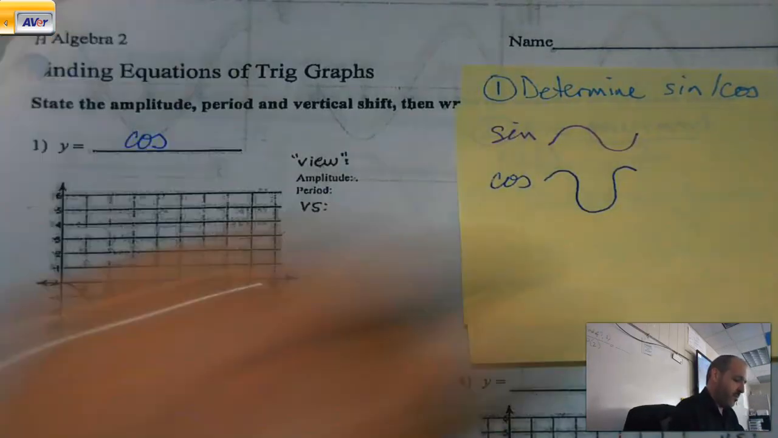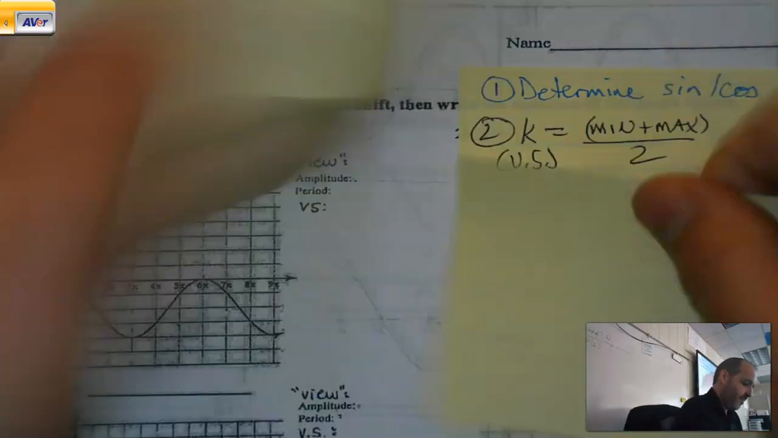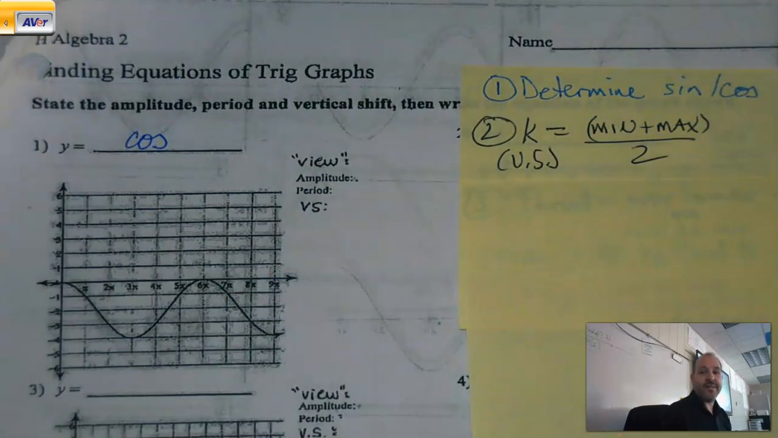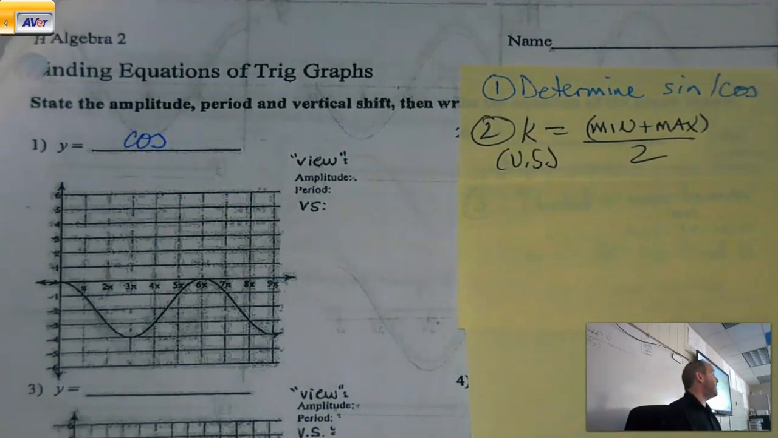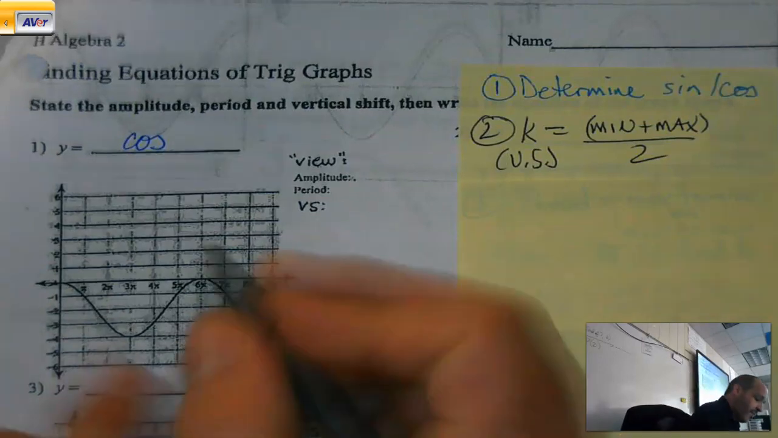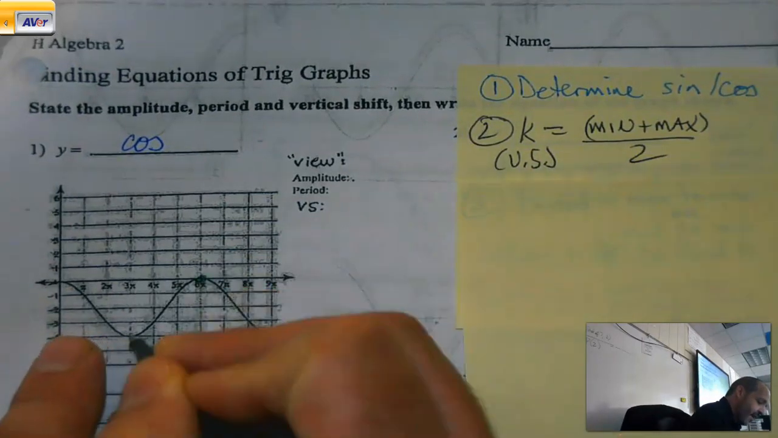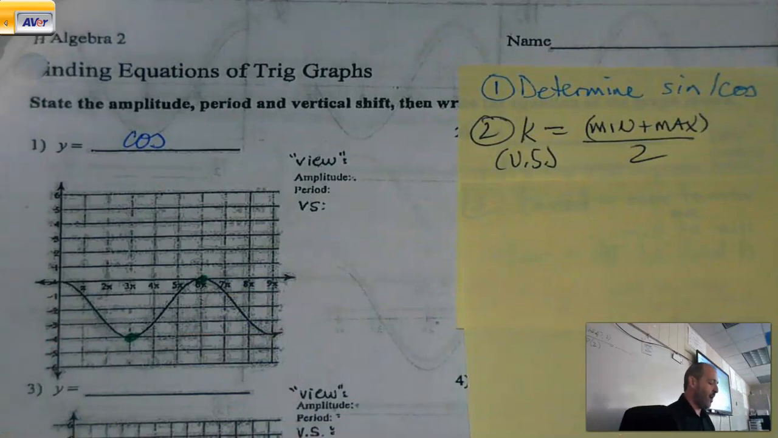Second step is going to be to find our K value, to see what our vertical shift is going to be. And to do that, we are going to find a minimum and a maximum on our graph. Okay, it hasn't been that long. We can do this. Find the min and the max. Put a little dot on them if we want to. And we're going to find the average of that, because that is going to end up giving us a little bit of help with our center line.